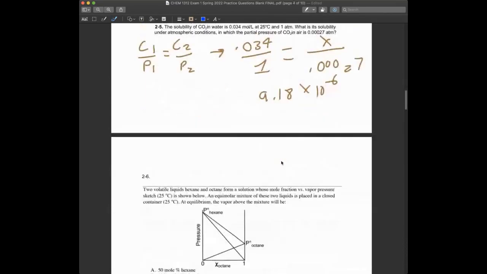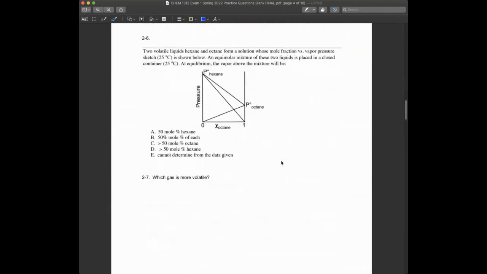Okay, let's move on. We have one of these graphs here. Let's interpret this. I'll give you all a second to read the problem and we can talk about it together. Hopefully you finished reading by now. We have two volatile liquids, hexane and octane, that form a solution whose mole fraction versus vapor pressure sketch is shown below. An equimolar mixture of these two liquids is placed in a closed container. At equilibrium, the vapor above the solution will be, and that's what we're asked to find.